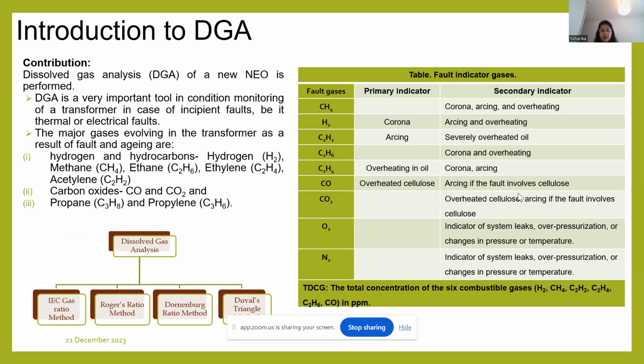There are various methods to study dissolved gas analysis that have been going on since a long time. The IEC gas ratio method is there, Rogers ratio, Dornenburg's ratio, Duval's triangle. There is also Duval's pentagon method, which was developed recently and has been in use. I have done the Duval's triangle method. We'll be seeing how all these methods perform on the selected oils for this study. These are the different gases, and these are the primary and secondary indicators of all the gases that we can detect in the oils when we perform the dissolved gas analysis.